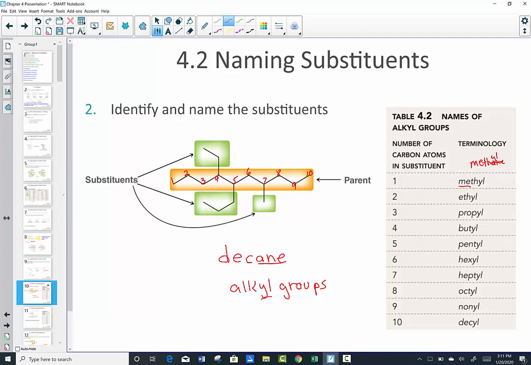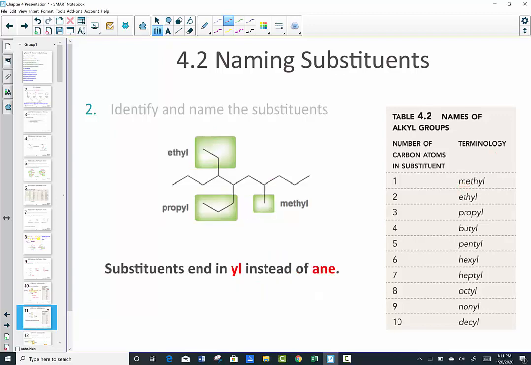So we are recognizing how to name the substituents. Here is a 2-carbon branch. This will be called ethyl. This is a 3-carbon branch. This will get the name propyl. And here is a single carbon branch, so this is recognized as methyl. So find those branches and assign a name based on the number of carbons in the branch. What we then do is make sure that we've identified those branches with the yl ending. So we recognize ethyl, propyl, and methyl.